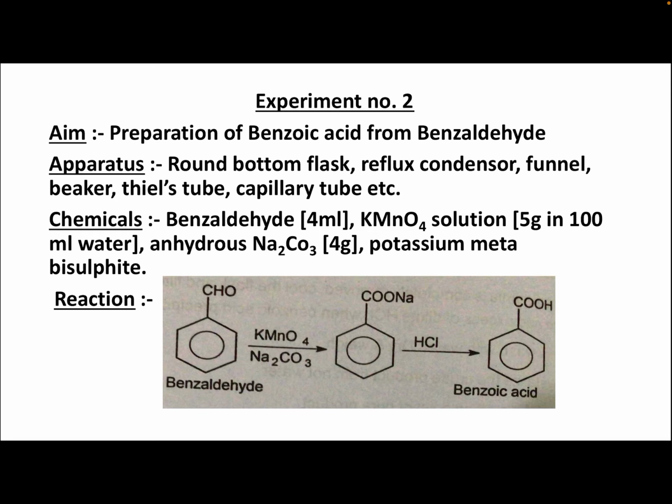Next, experiment number 2: preparation of benzoic acid from benzaldehyde. Apparatus: round bottom flask, reflux condenser, funnel, beaker, Thiele's tube, capillary tube, etc. Chemicals: benzaldehyde 4 ml, and KMnO4 solution, which you have to make. Take 5 gram KMnO4 and dissolve it in 100 ml of water. We are also taking anhydrous sodium carbonate 4 gram, and potassium metabisulfite.